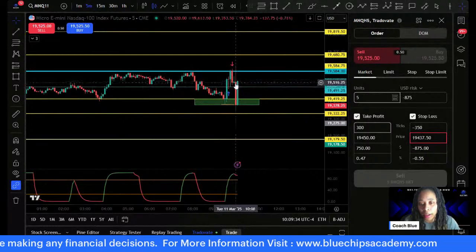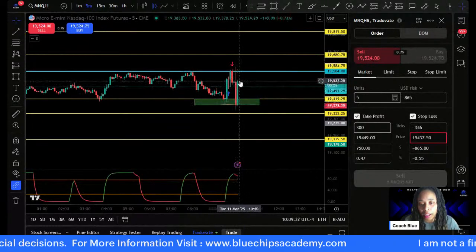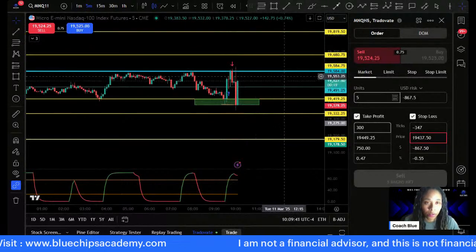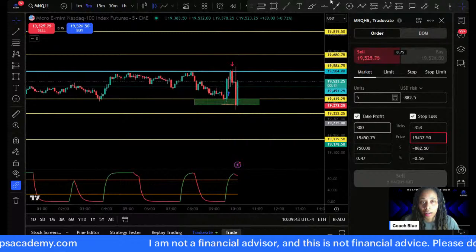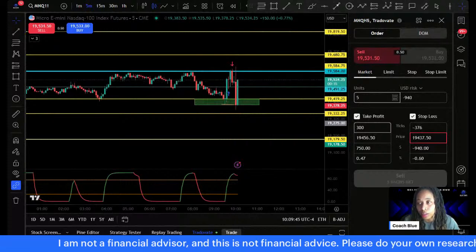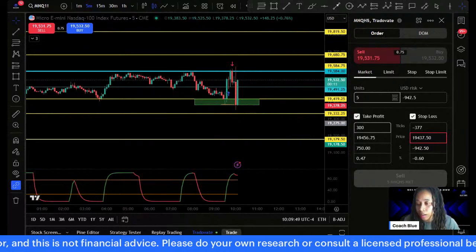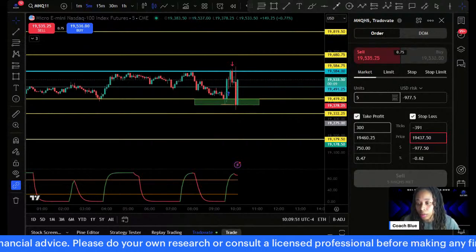When you see a big red candle followed by a big green candle, it's just a lot of indecision. People don't know how to feel about whatever the news was. So we're just trying to wait and see what we get.